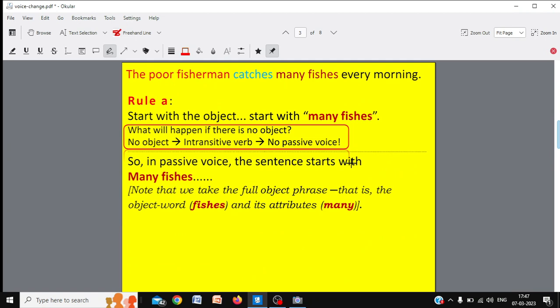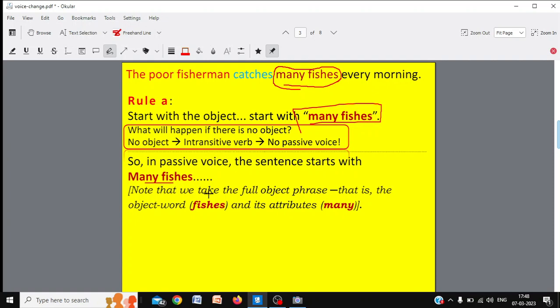The poor fisherman catches many fishes every morning. Start with the object, that means you will start with many fishes. And you may ask, what will happen if there is no object? If there is no object, it means the verb is intransitive. In that case, no passive voice is possible. You can change active voice into passive voice only if the verb is transitive. For an intransitive verb, there would be no passive voice. So, we will begin with the object, many fishes.